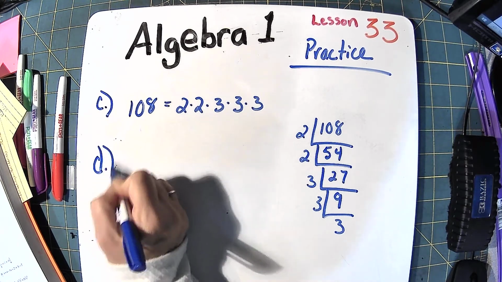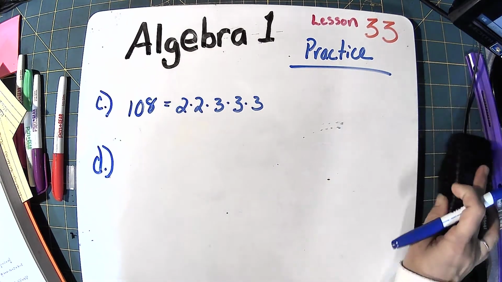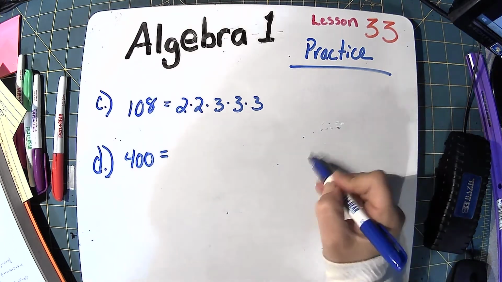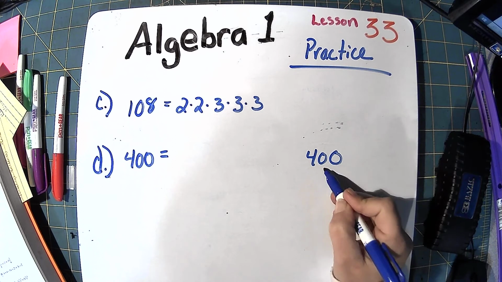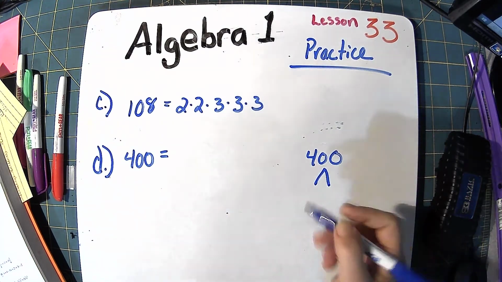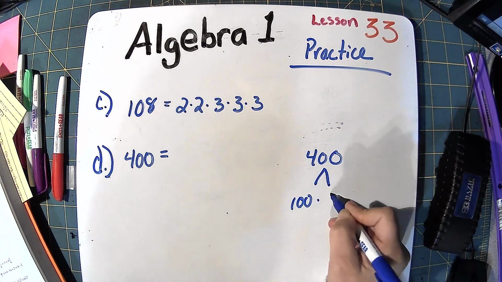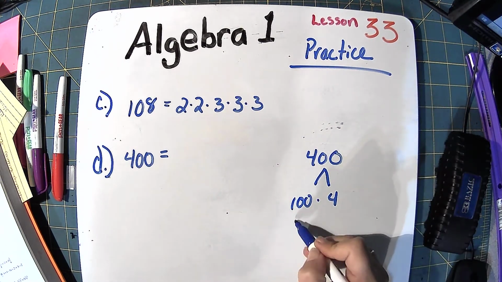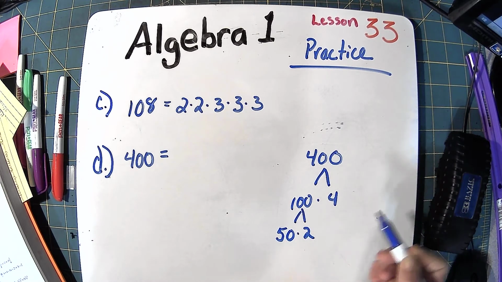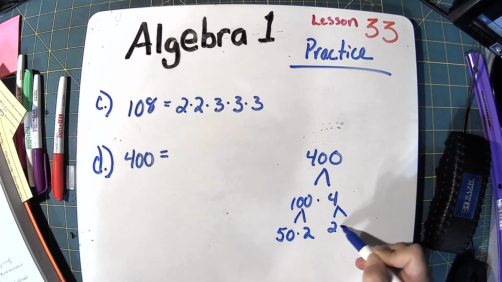D gives us the number 400, and it wants the factors of that. So 400, I think I'm going to do that one as a factor tree, and I'm going to say that would be 100 times 4. That's the easiest one I can think of. And that could be 50 times 2. And 4 is going to be 2 times 2.